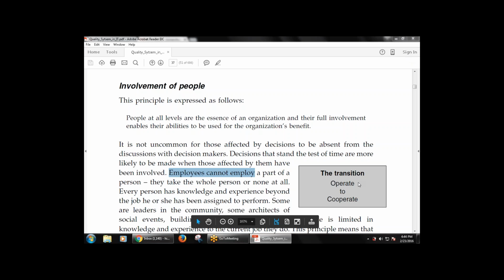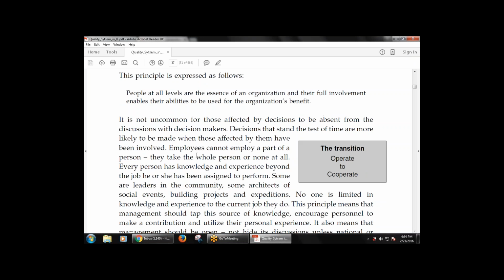Now, the next principle is the involvement of the people, that is, how the people are involved. The principle says that people at all levels are the essence of the organization, and employees cannot employ a part of the person. They take the whole person, which means their full involvement is required. We cannot recruit half a person; we recruit the full person.